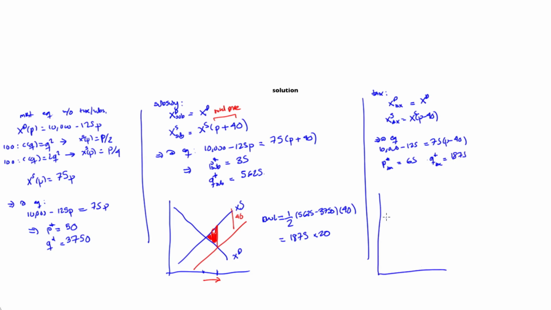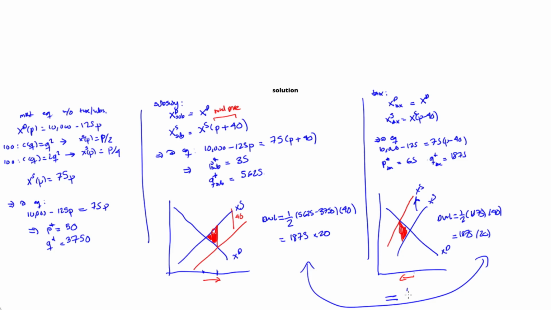Now we're in a situation in which the deadweight loss looks like this. You have the demand, the supply. The supply has shifted like this, so quantity has gone down, and the deadweight loss is this. And it's very easy to compute that in this case the deadweight loss is going to be equal to 1/2, again the area of a triangle, times the difference between the optimal quantity and the quantity produced, which is again 1875, times this gap, which is equal exactly to the amount by which the supply curve has shifted, which is 40. So we get again 1875 times 20, and we get that the two deadweight losses are the same.